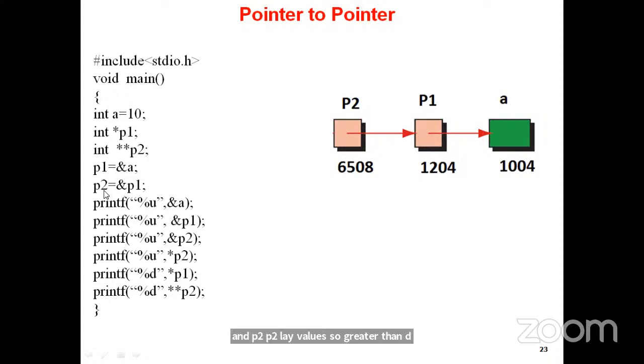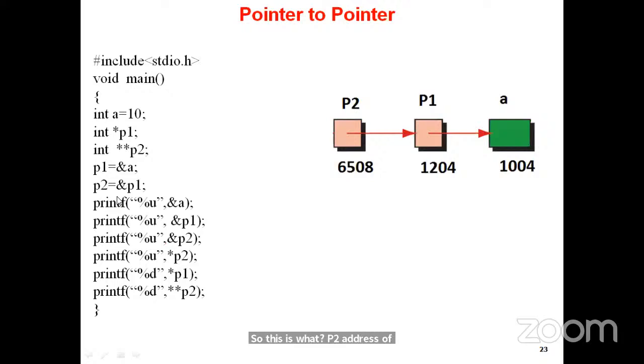P2 equal to address of P1. What is the address of P1? 1204. 1204 will be stored. So this is what? In P2, the address of P1 is stored.